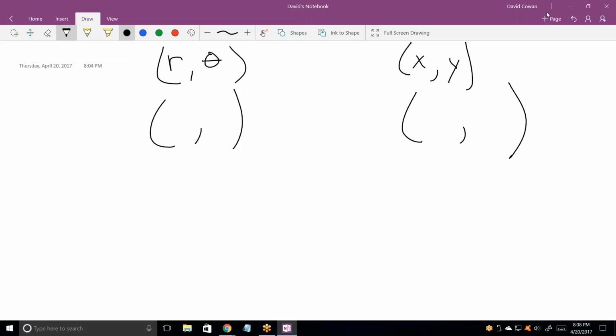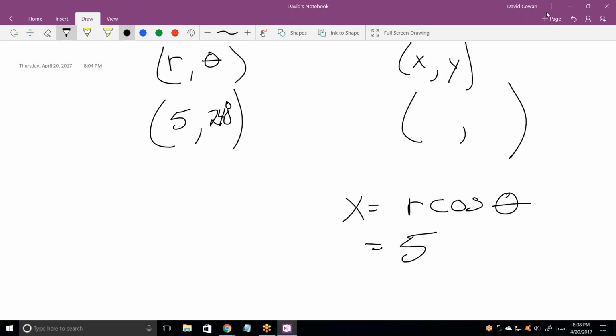The next one is 5 comma 240 degrees. This is where I get tripped up because I don't have my degrees as solid as my radians. So what's the general for x? R cosine of theta. So it would be 5 cosine of 240 degrees. What's the reference angle for 240 degrees? Pi over 6, so 60 degrees?